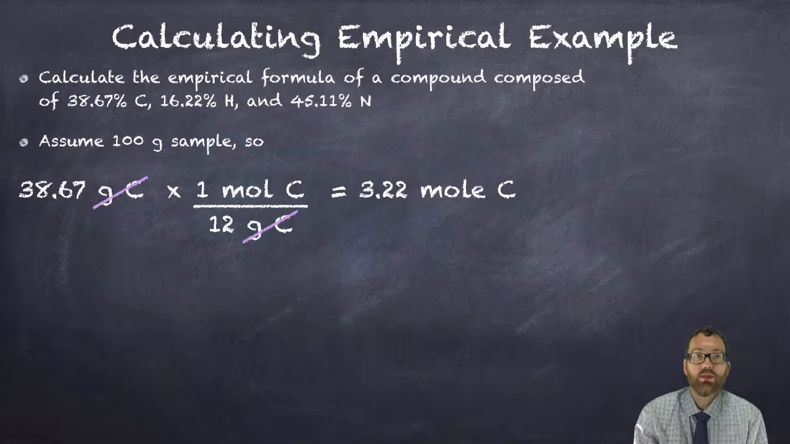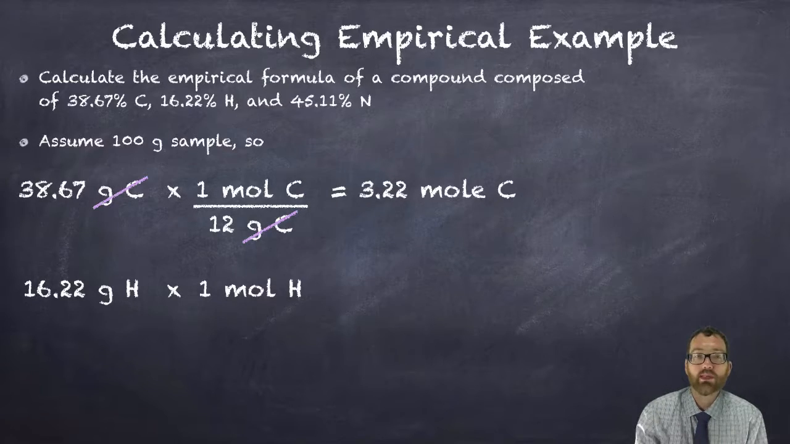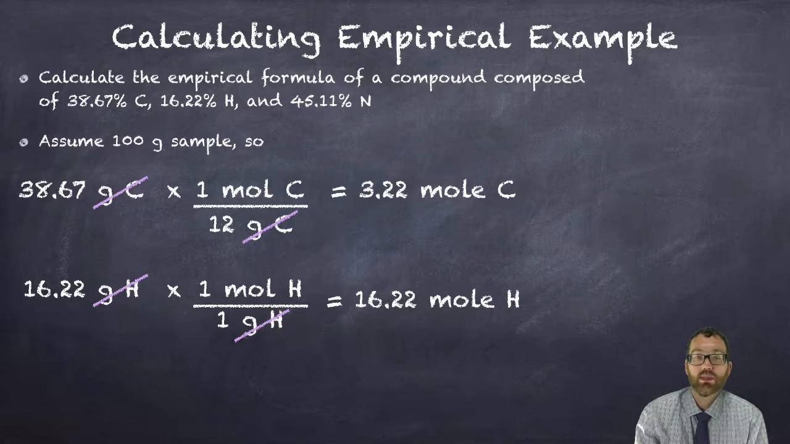Next we need to do the same thing for hydrogen. Instead of 16.22% hydrogen, if I assume I have 100 grams, I have 16.22 grams of hydrogen. So I need to convert from grams of hydrogen to moles of hydrogen. I just divide by the molar mass of hydrogen right off the periodic table. 1 mole of hydrogen weighs 1 gram. So 16.22 divided by 1 is 16.22 moles of hydrogen.